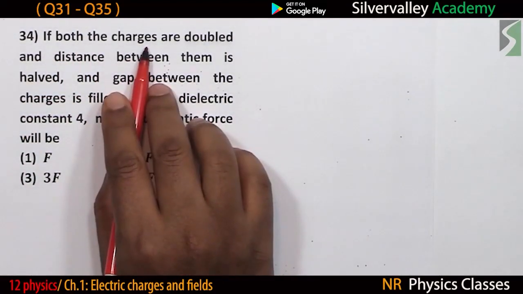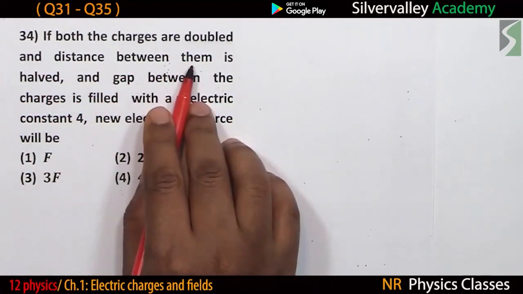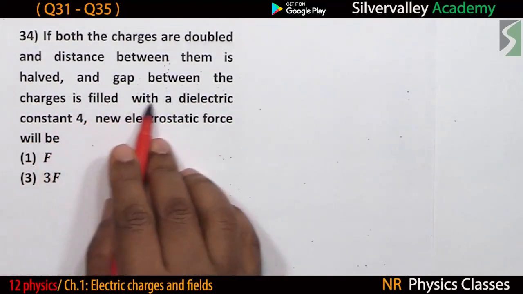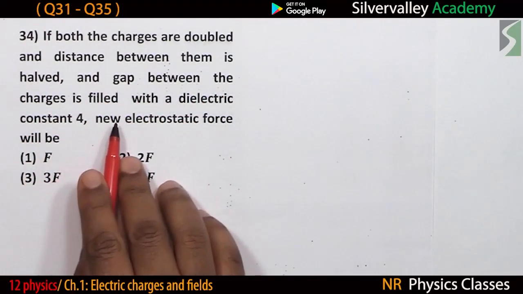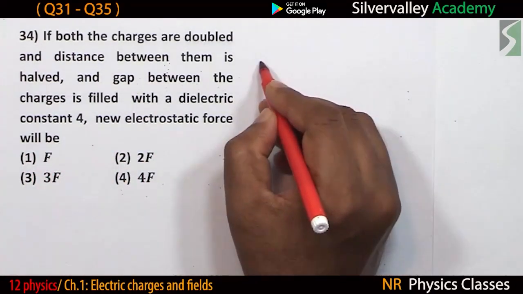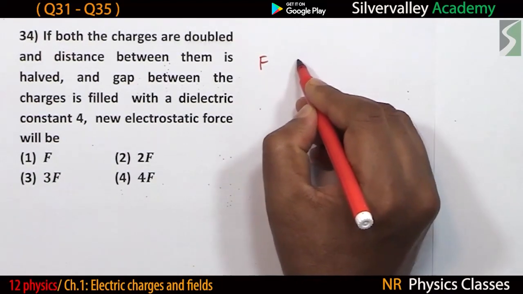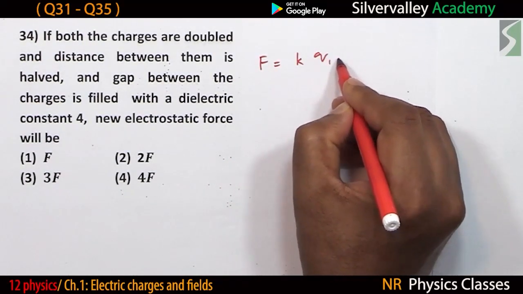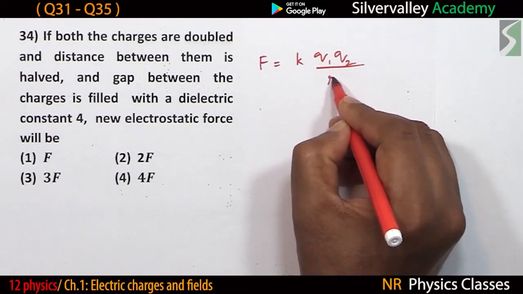If both the charges are doubled and the distance between them is halved and the gap between the charges is filled with dielectric of constant 4, the new electrostatic force will be? So F is constant Q1 Q2 by R square.